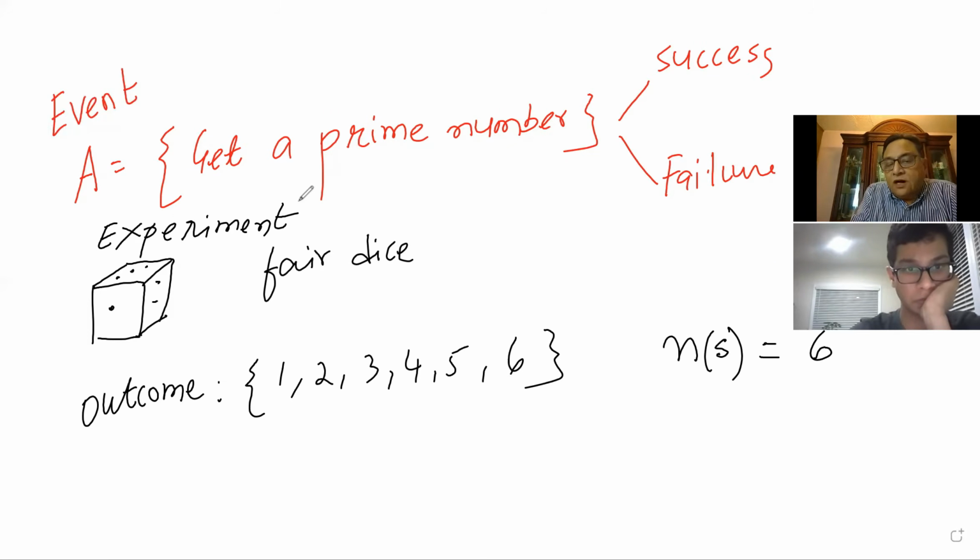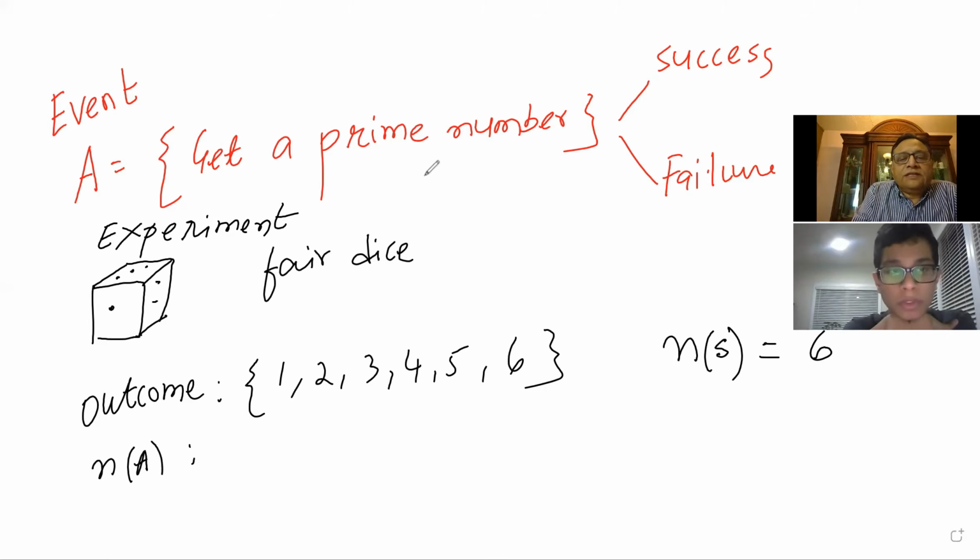So those are the outcomes. Now, when we are looking at a prime number, that becomes our favorable items, right? So what is the outcome of getting A? A is my event. Out of these, what are the prime numbers? Well, the prime numbers are only 2, 3, and 5. So we have three prime numbers, right?